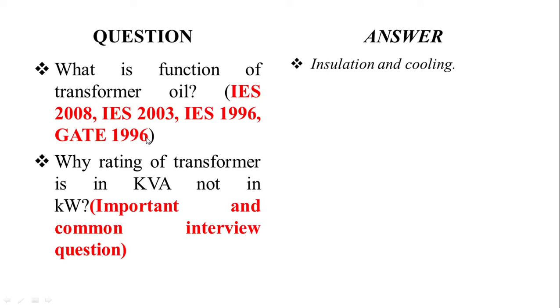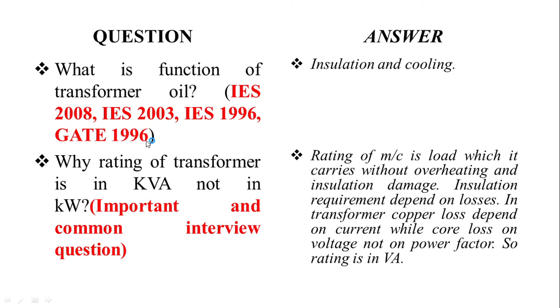Next is why the rating of a transformer is in kVA, not in kilowatt. This is a very important and common interview question. The answer is that the rating of a machine is the load which it carries without overheating and insulation damage. Insulation requirement depends on losses. In a transformer, copper losses depend on current while core losses depend on voltage, not on power factor. That's why the rating of a transformer is in VA, not in watt.